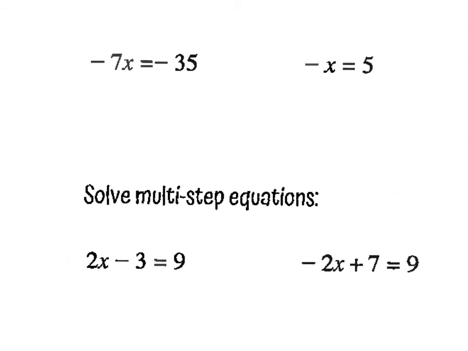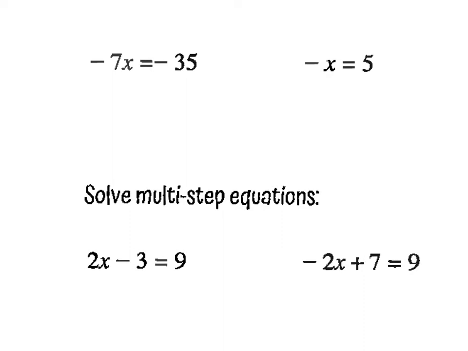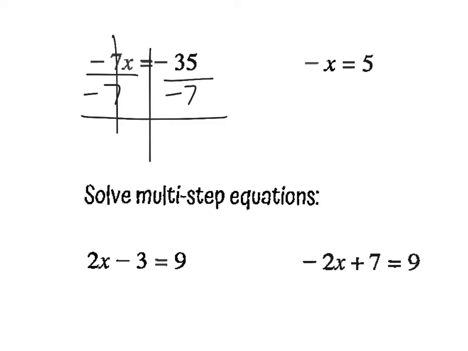So if this was my equation, and I had negative 7 times x equals negative 35, remember I cancel out multiplication with division. So when you're solving equations, you're using inverse operations to solve for variables. So this one would be x equals negative 35 divided by negative 7, which is positive 5, okay?